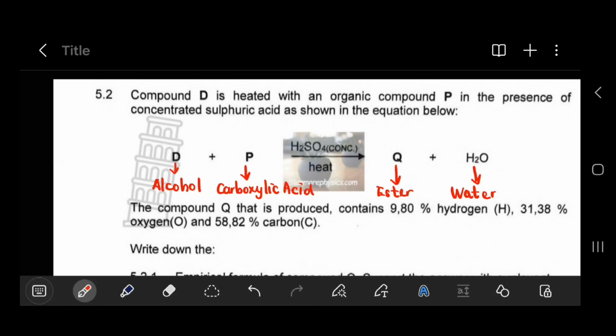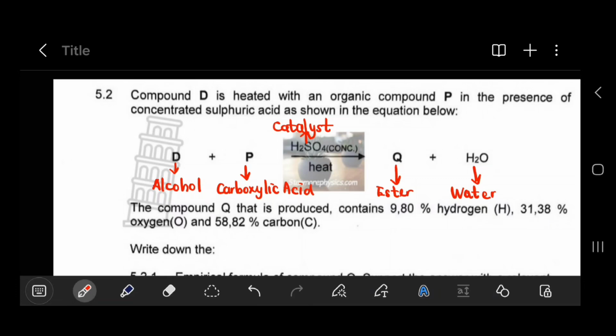So just to help us out, I've labeled these. Compound D is the alcohol. P would be a carboxylic acid, so we know how esterification works. You've got an alcohol reacting with a carboxylic acid in the presence of H2SO4. So H2SO4 here is your catalyst. And that produces an ester, so Q is an ester and H2O is water.